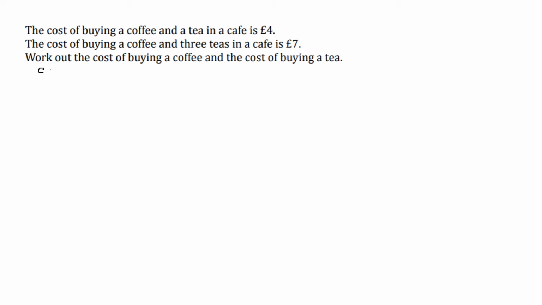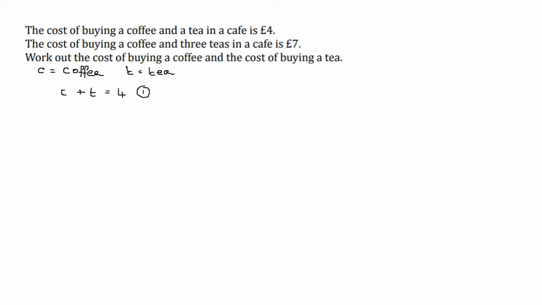So let's let C equal a coffee, and let's let T equal a tea. And then let's set up a couple of simultaneous equations. So a coffee and a tea, so one of each, costs £4. So that means that C add T will equal 4. And let's call that equation number 1.